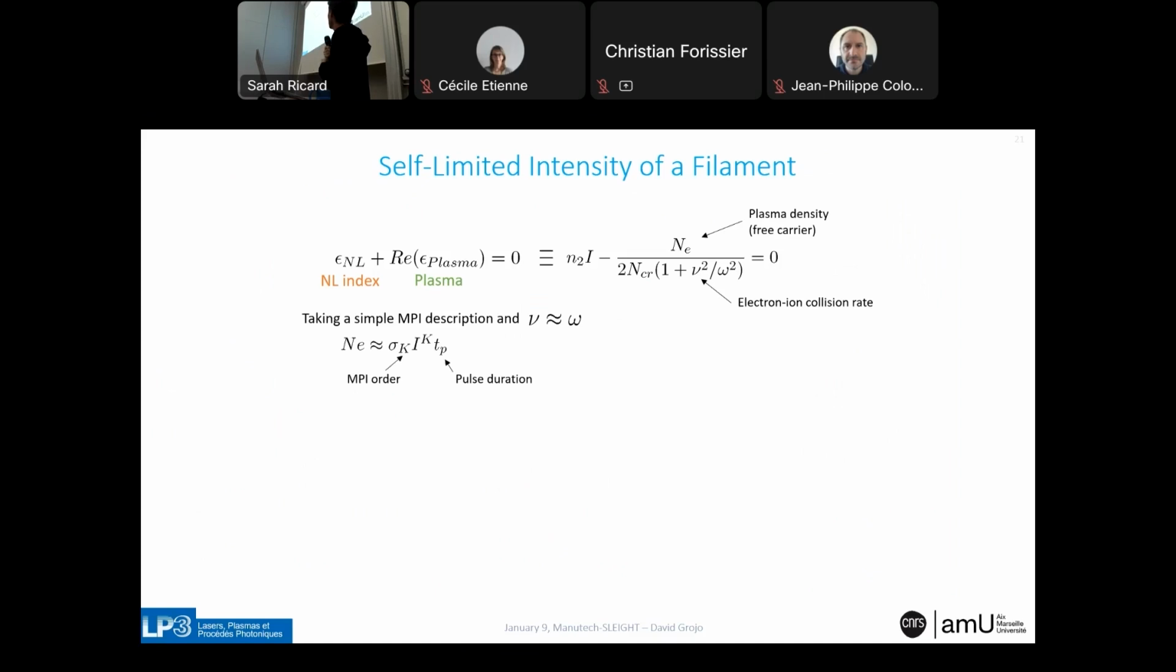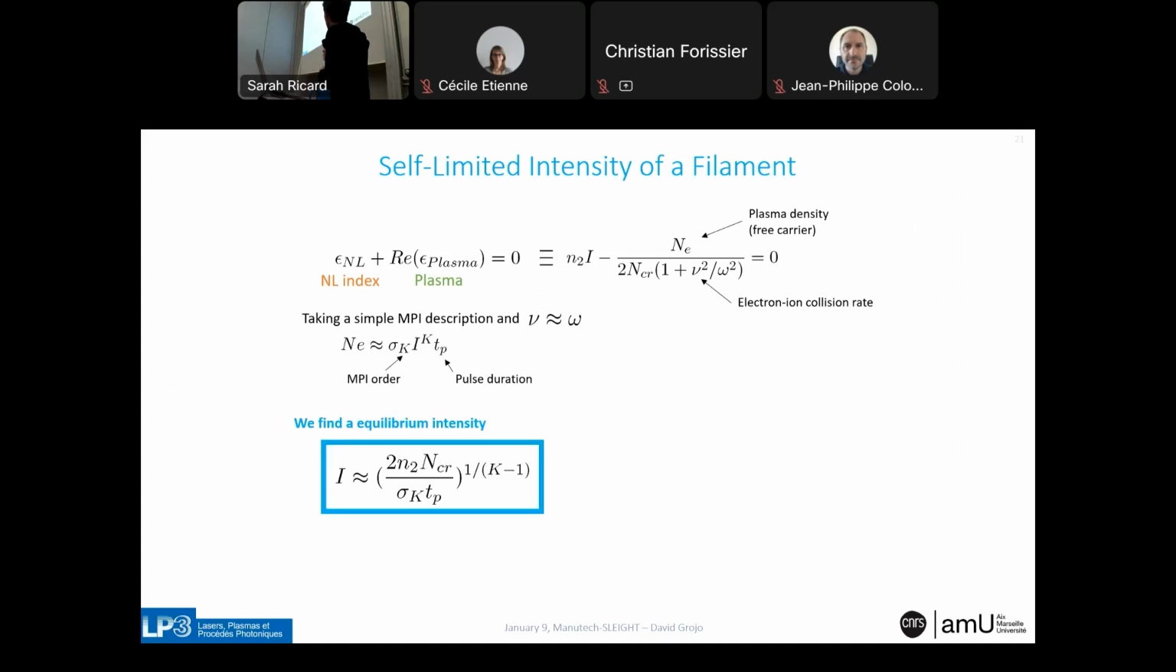If you consider that these free carriers are created by a multiphoton absorption process, a multiphoton ionization process, it scales as the intensity to the power k, k being the number of photons to cross the band gap. So if you put this equation inside this one, you will end with the conclusion that an intensity is defined by all these constants. So it's like the filamentation is imposing a given intensity, and it will be very hard to exceed this intensity.